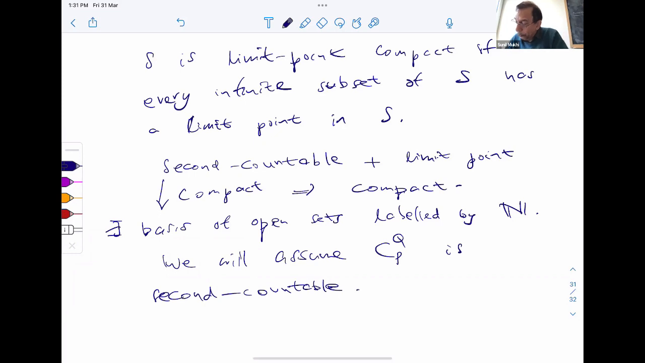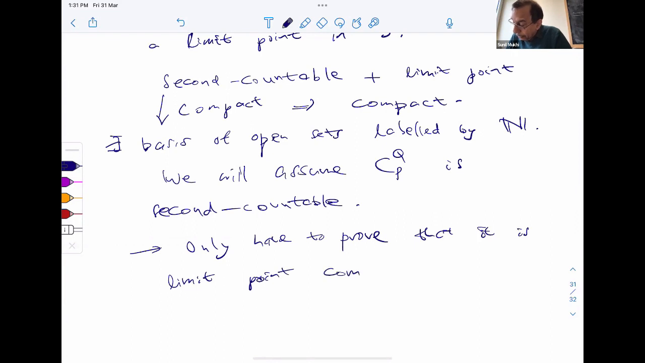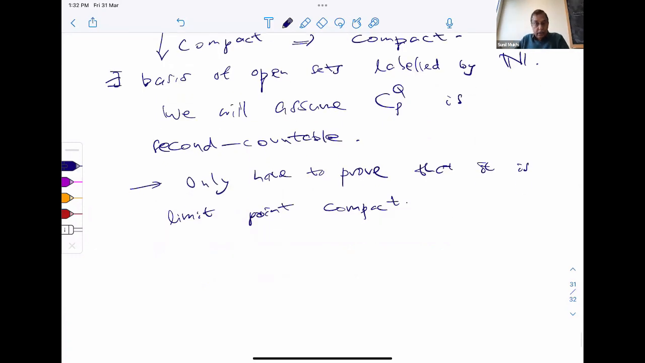Now we only have to prove that it is limit point compact. That's easier said than done, but it's a strategy and we are going to try and follow it through in the next 10 minutes or so.